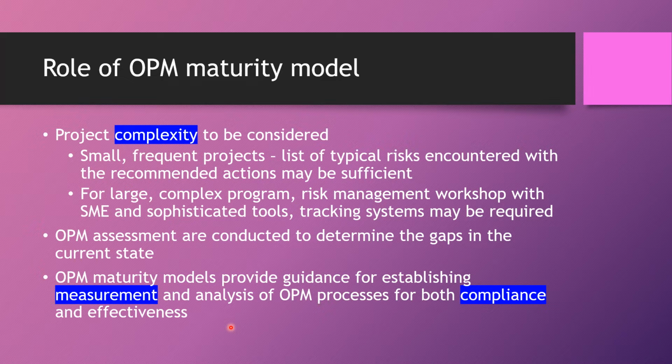Another role of the maturity model is that you need to consider project complexity. It's very important. For example, for small and frequent projects, a list of typical risks encountered with recommended actions may be sufficient. For large complex projects, a risk management workshop with SMEs and sophisticated tools and tracking systems may be required. So it depends. You need to consider project complexity when you build your OPM maturity model.